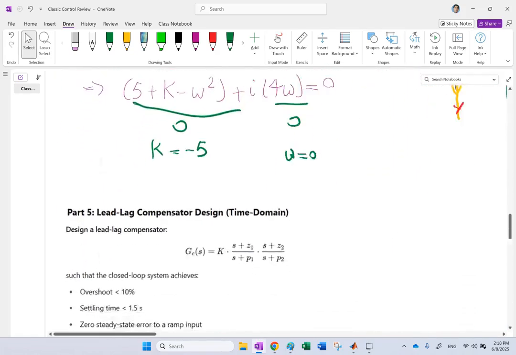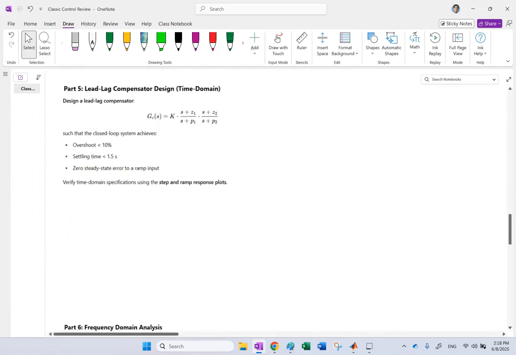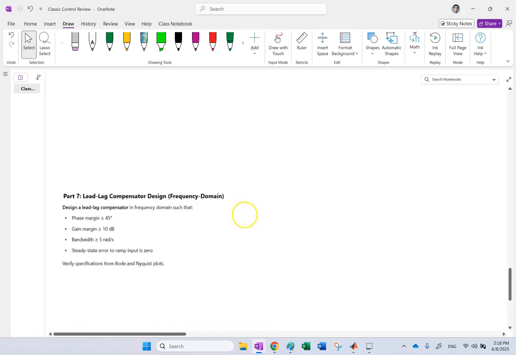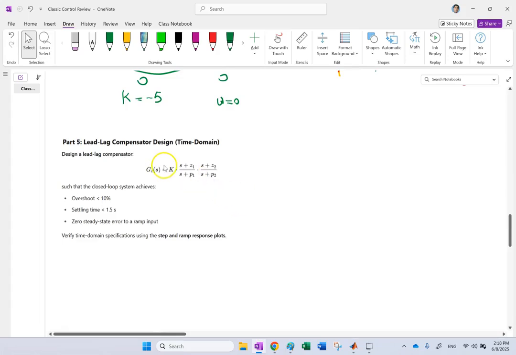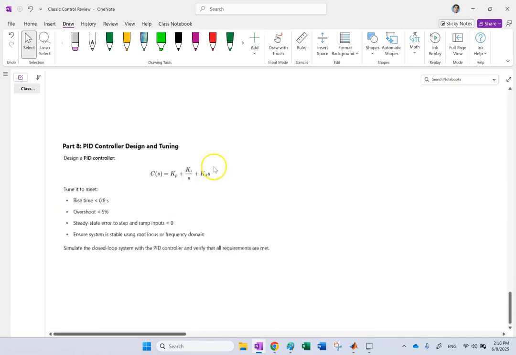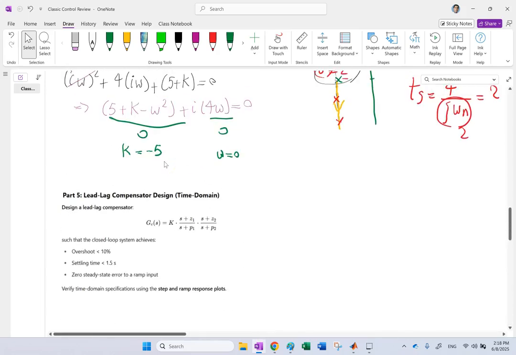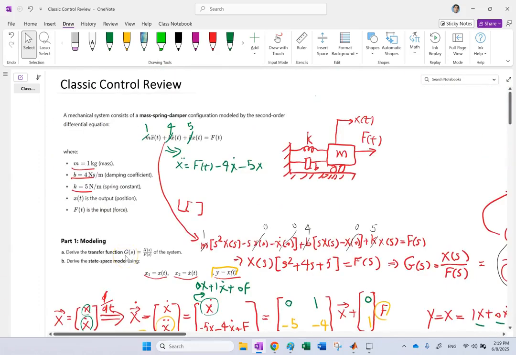Okay, now that we have that, it is time to go to the time domain, and it is time to design a lead lag compensator. But clearly you see that I have 4 other tasks that I need to do: lead lag compensator in time domain, frequency domain analysis, lead lag compensator in frequency domain, and PID. And if I want to go through those 4 tasks, this video, instead of 1 hour 12 minutes, is going to be like 2 to 2.5 hours, and it's going to be a very, very long video.